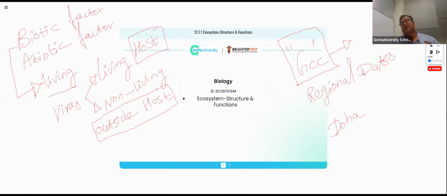If I'm specific to any one capital or any one particular country, then that is called a local ecosystem. Like this, we need to classify the ecosystem into local ecosystem and regional ecosystem, and then we can classify the ecosystem as the aquatic ecosystem. What do you mean by aquatic ecosystem? Those species which live in a water medium are called aquatic ecosystem.